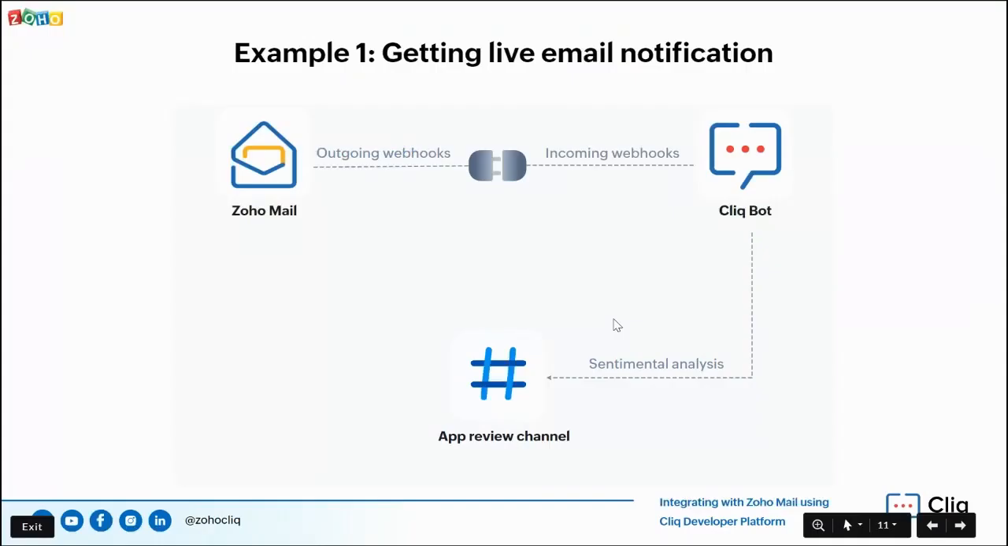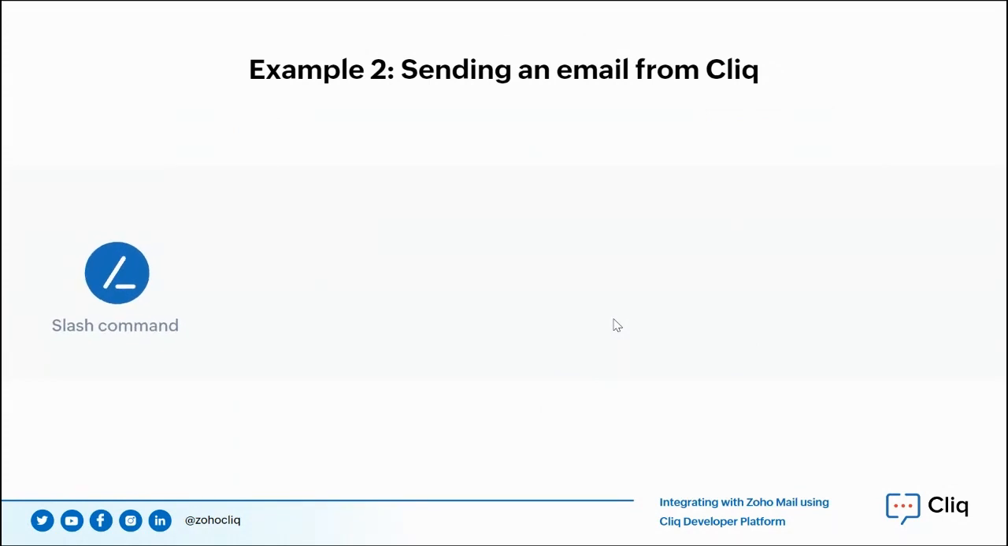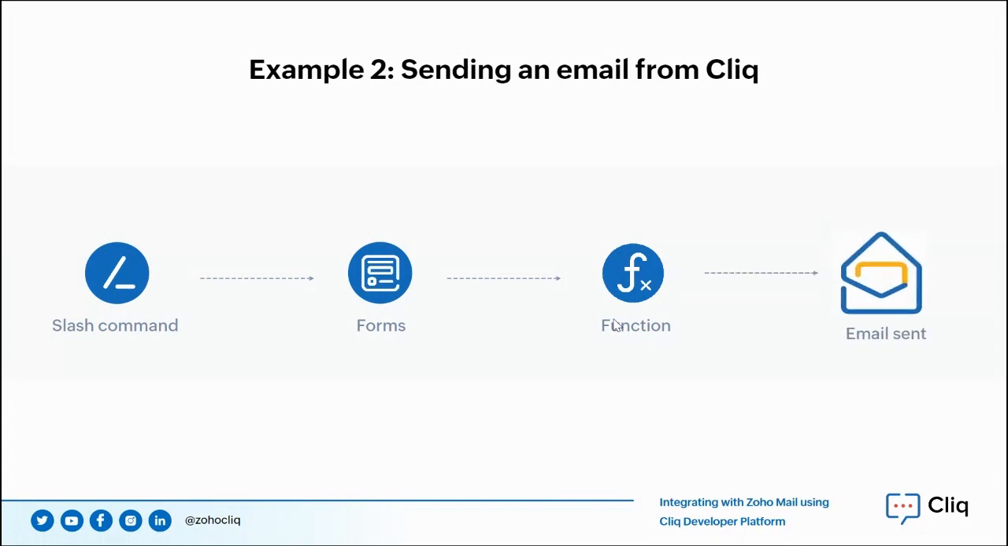Now that we've tackled getting live email notifications in Cliq, how about we try to send an email from Cliq without having to switch apps? To do this, we're going to create a slash command that's going to invoke a form, and this form is going to take user input such as which email you want to send it to, what is the title of the email, the body of the email, and if you want to add any attachments to the email. And this is essentially going to get all the data from the form and feed it into a function that's going to put it all together and send it as an email through API through your Zoho.